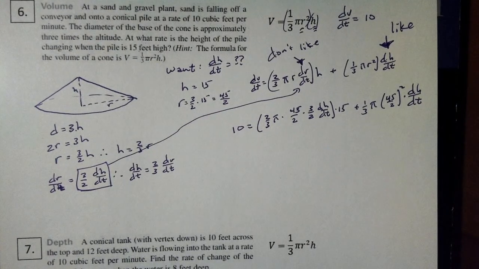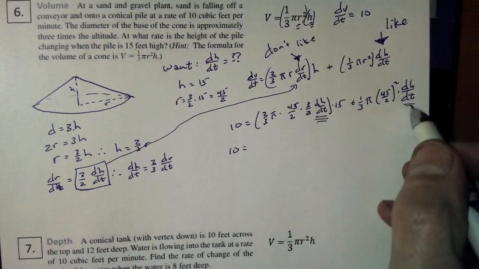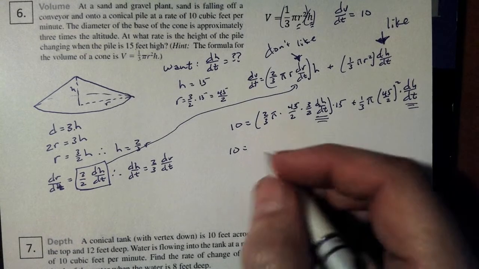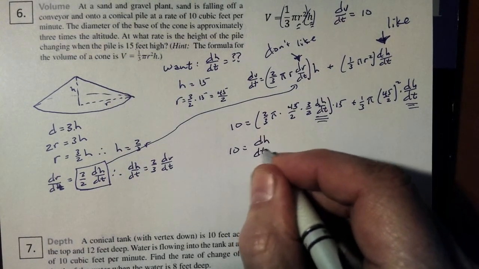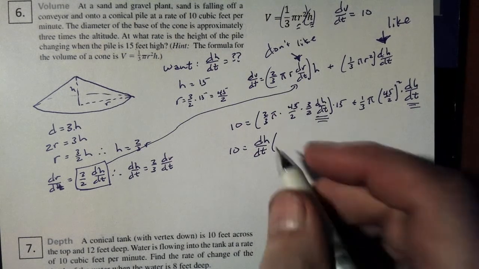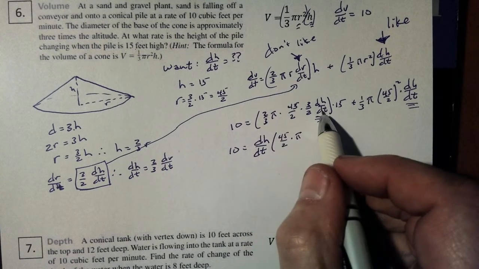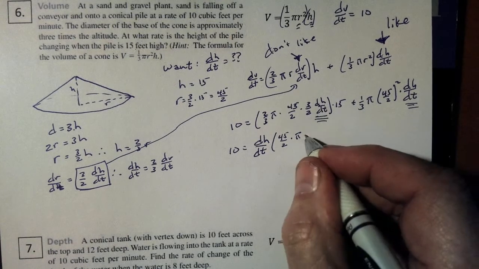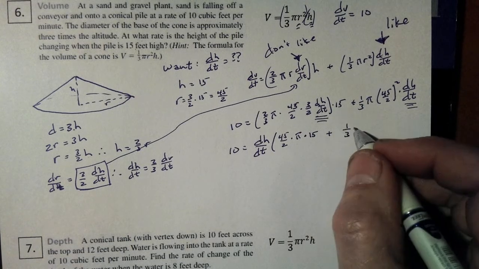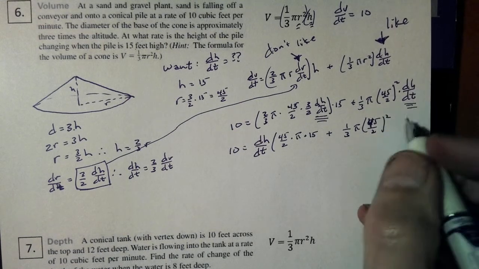And as ugly as this looks, this is algebra now. If we're really good at algebra, we got it made. 10 equals. I'm going to factor out dh/dt. And yes, I could factor out a pi and I could factor out a 1/3, but I'm going to factor out dh/dt. That's what I really want to get alone. So dh/dt times, a little simplifying here, 2/3 times 3/2, I can't pass that up. And what I get is 45 halves times pi, times 15, plus, I did not factor out the 1/3, I did not factor out the pi, I did not factor out the 45 halves squared, but I did factor out the dh/dt.